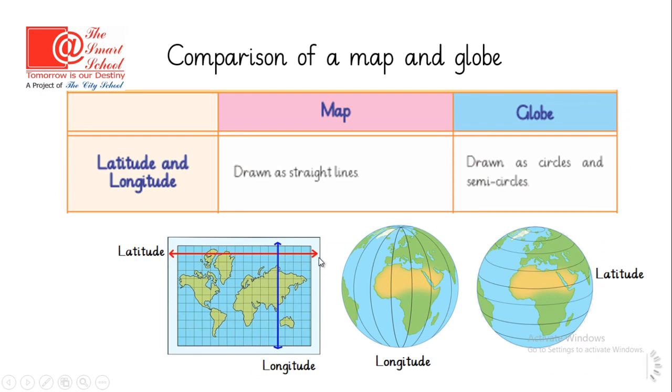The lines of latitude and longitude are drawn in form of straight lines on a map. Just like in this picture, you can see the lines of longitude and latitude. These are drawn in the form of straight lines. However, on a globe, these lines are drawn as circles and semicircles. You can observe this in these two pictures.